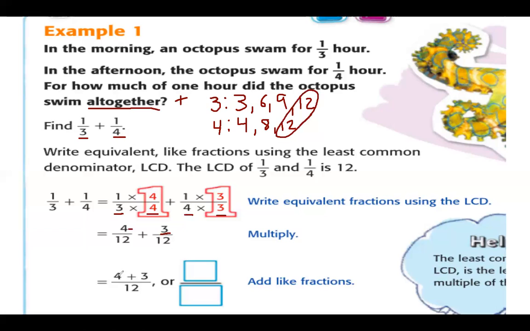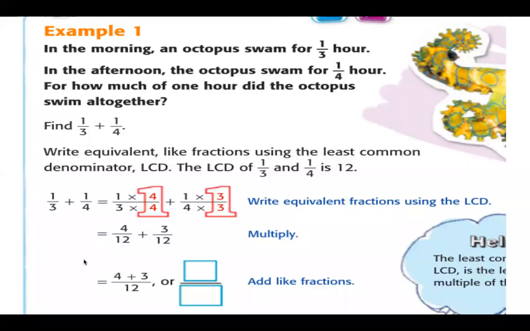Now we go down here and we can see all we do when we're adding or subtracting is add or subtract the numerators. When we're adding or subtracting, the denominator we do not touch. That's why we found a common denominator, so that it stays the same. And all we do is add the numerators. So we do 4 plus 3, which gives me 7. The denominator stays the same at 12. So my answer ends up being 7/12. Okay, that's our first example.